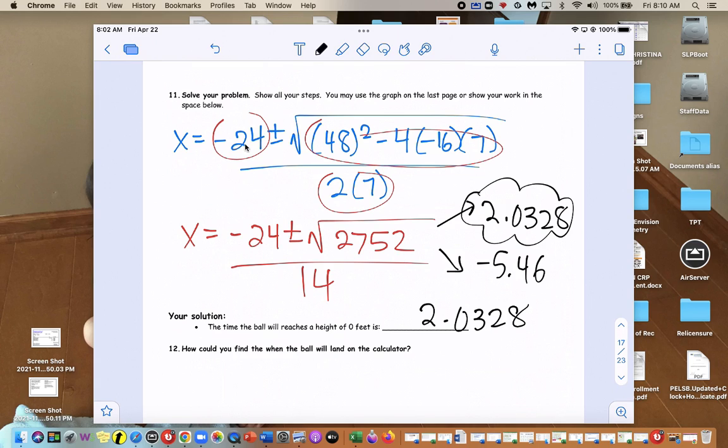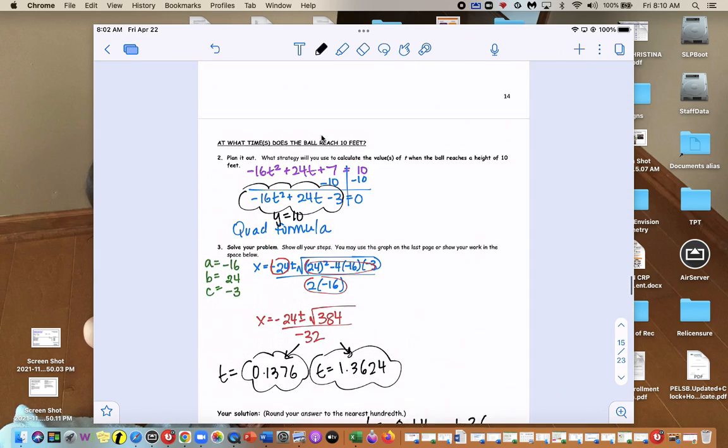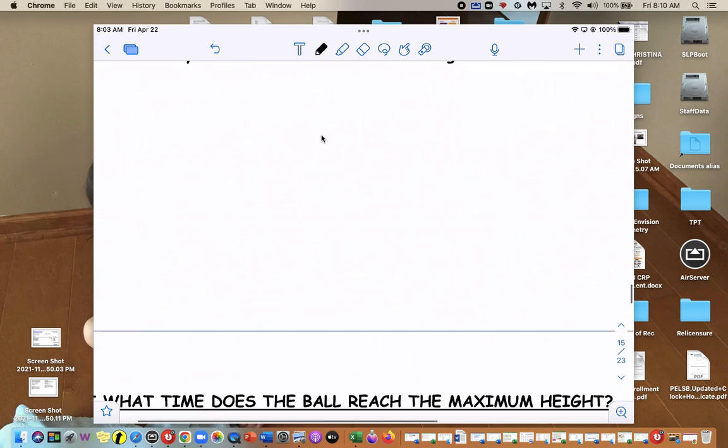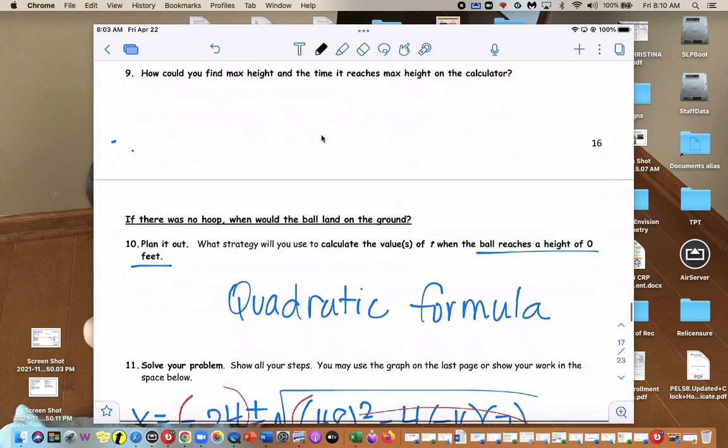Did I put any numbers in wrong? So the negative 24 was right. The 48 was right. The negative 4 was right. Negative 16 is the A value. We better double check. 24, yep. And the 7 was his initial height. Okay, so that looked good.